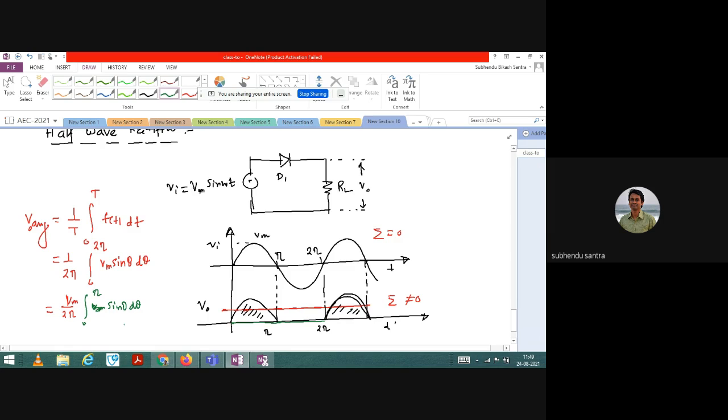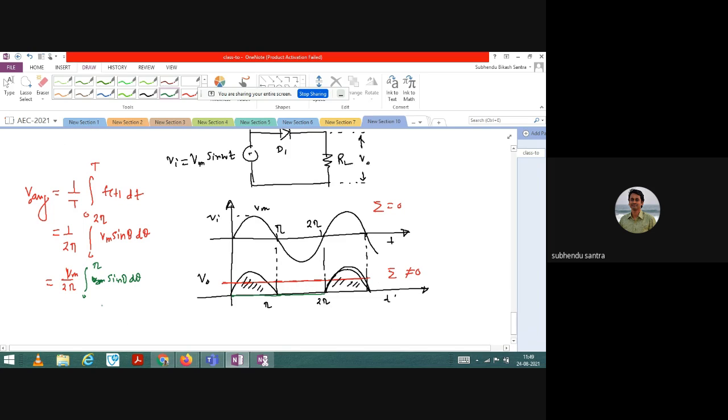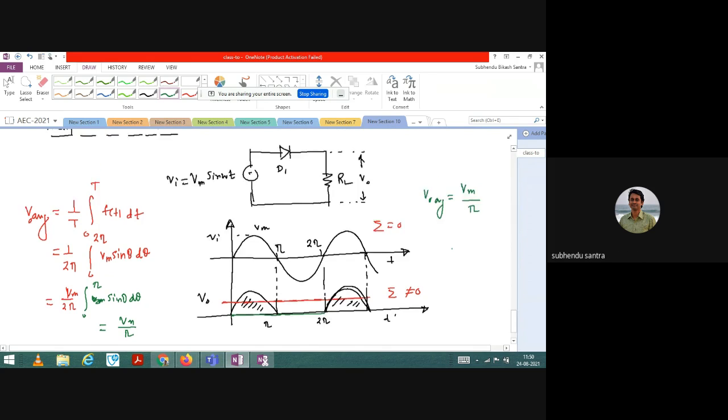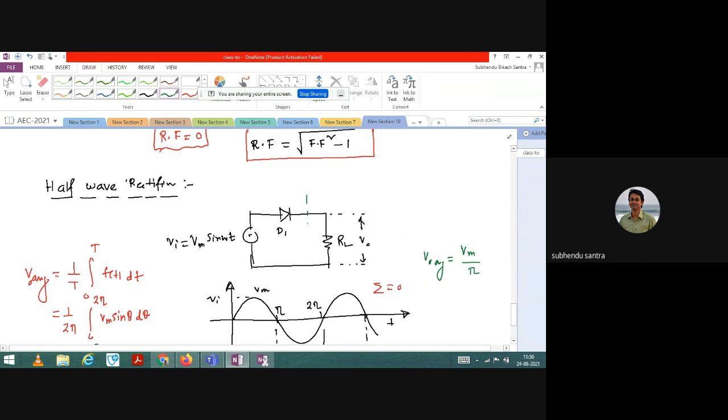So what is the integration value of this? It is Vm by pi. So you will get Vm by pi. What is the average value of the output voltage of this half wave rectifier? The average value V0 average is equal to Vm upon pi. Am I clear to you? Is that clear? Yes, sir. Okay, so on the output side, the average voltage V0 you are getting is equal to Vm by pi.